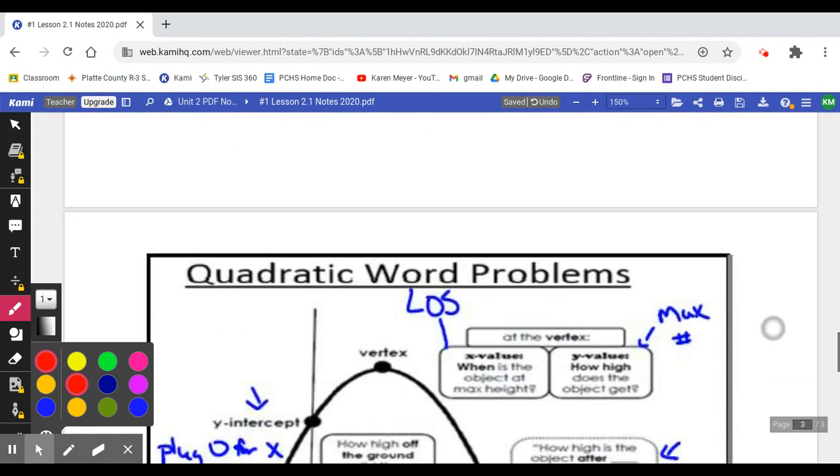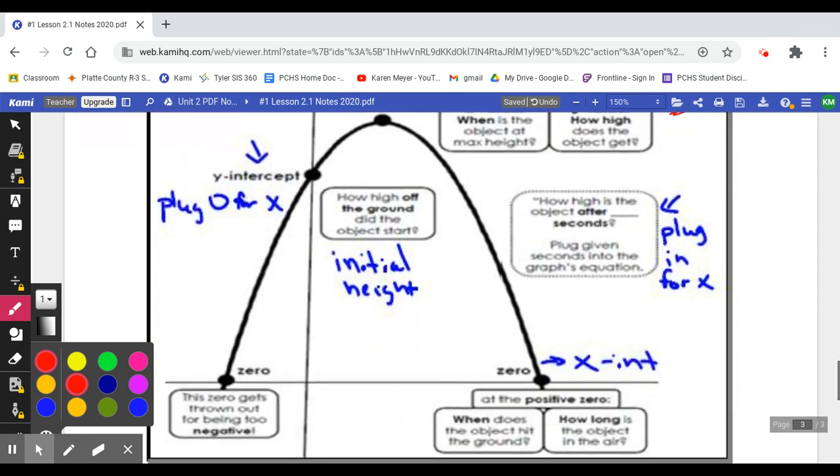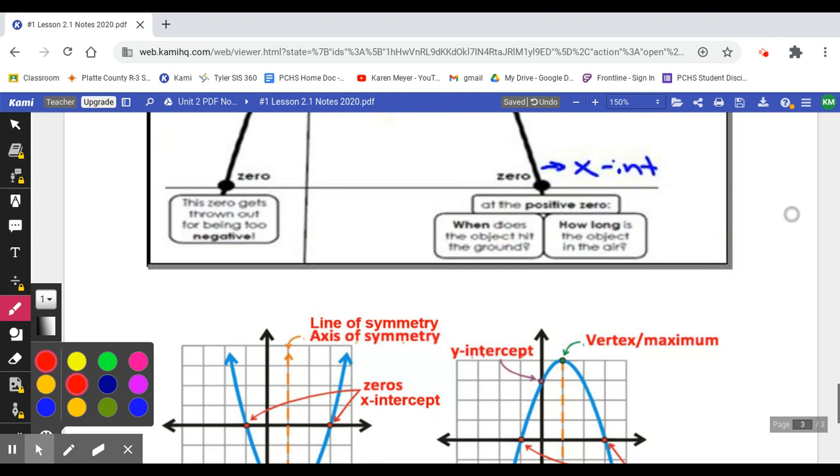Now, the next page is just a handout that you'll be given that has a table for the word problems. It helps you decide, for example, if the question asks how high does the object go, then I know that is asking for the max value. Or if it says, when is the object at max height, that's asking for the line of symmetry. So this is just a little chart that's supposed to help you interpret the word problems you get to look at.